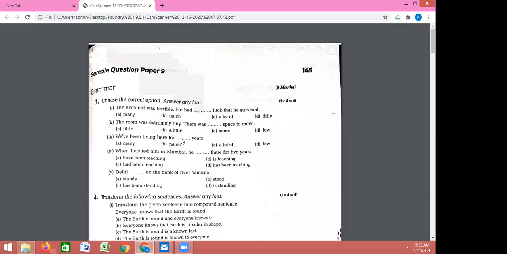I think you are able to look at this particular concept. So have been is the wrong answer, is teaching is the wrong answer, has been teaching is a wrong answer. Right answer is had been teaching. C is the right choice.